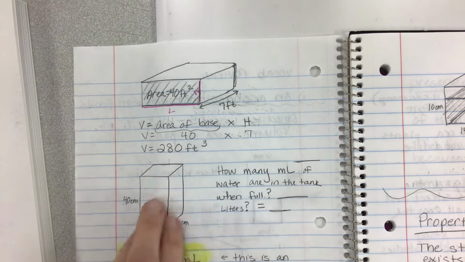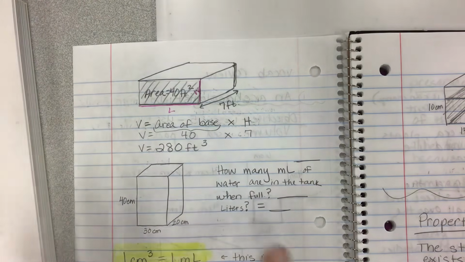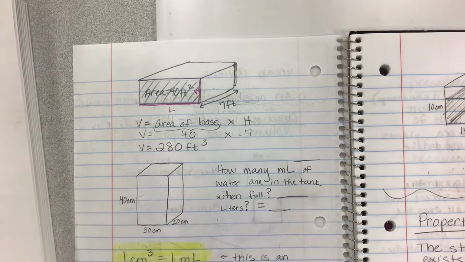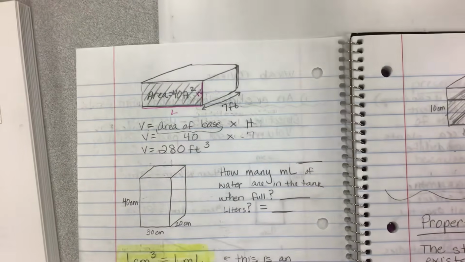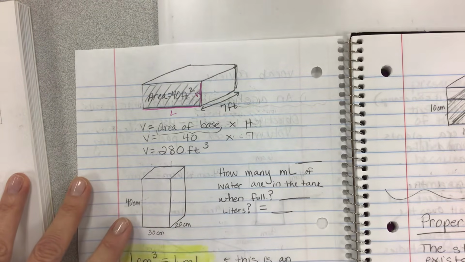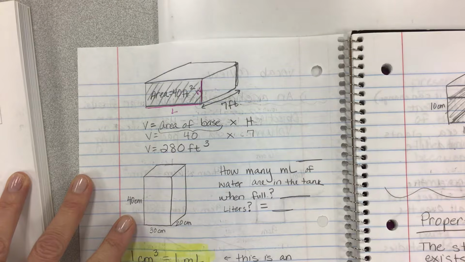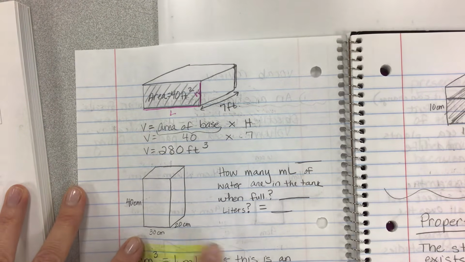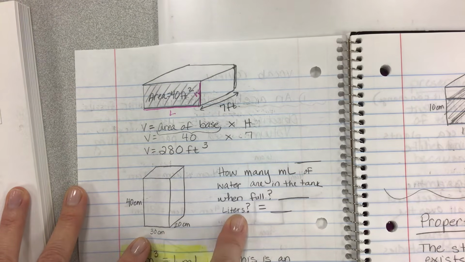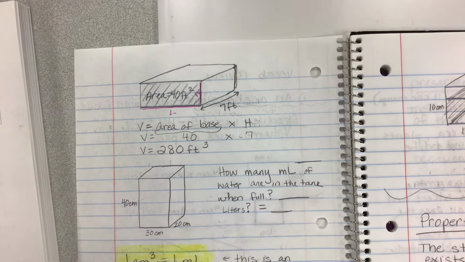Now, this next tank is going to take us into the next part of this video, which I'm going to unhook, and we're going to go for a little walk briefly. But we have a tank, okay? So how many milliliters of water are in the tank when full? Well, we're going to have to investigate, because this is measured in centimeters. And if they're asking about liters, well, what do we do with that?